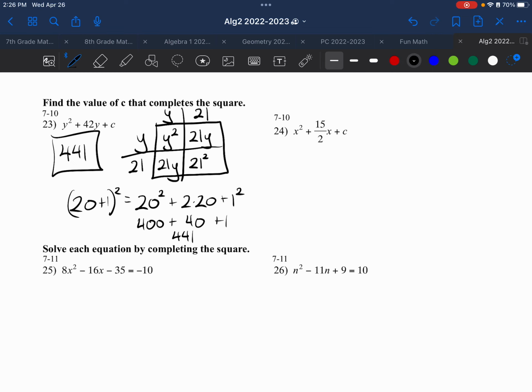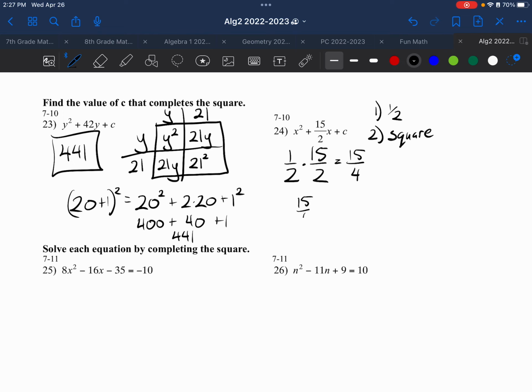And then in number 24, again, the quicker way of doing this without making a picture is you just take half of this term, half of the coefficient, 15 over 2, and then square it. So your two-step procedure is step number 1, take half, and step number 2, square it. So what is 1/2 of 15 over 2? Of just means multiply, right? So half of 15 over 2 is 15 over 4. Okay, and then I'm going to square it.